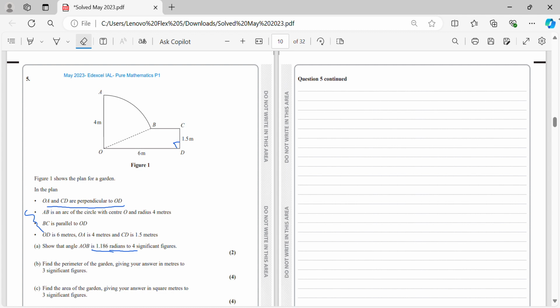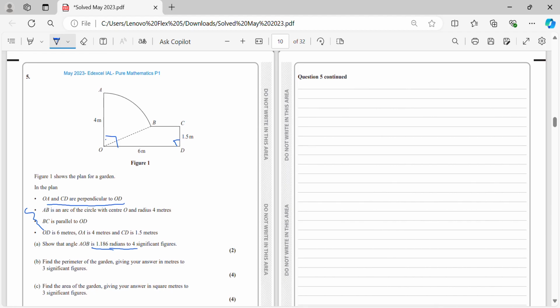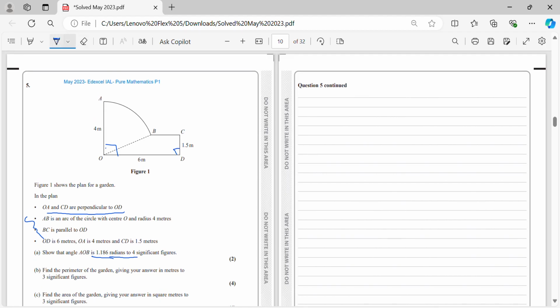OA and CD are perpendicular, so they make a 90-degree angle here, which is pi by 2 in radians. AB is an arc of the circle with center O and radius 4 meters. OD is 6 meters and CD is 1.5. Okay, all the information is labeled in the diagram.